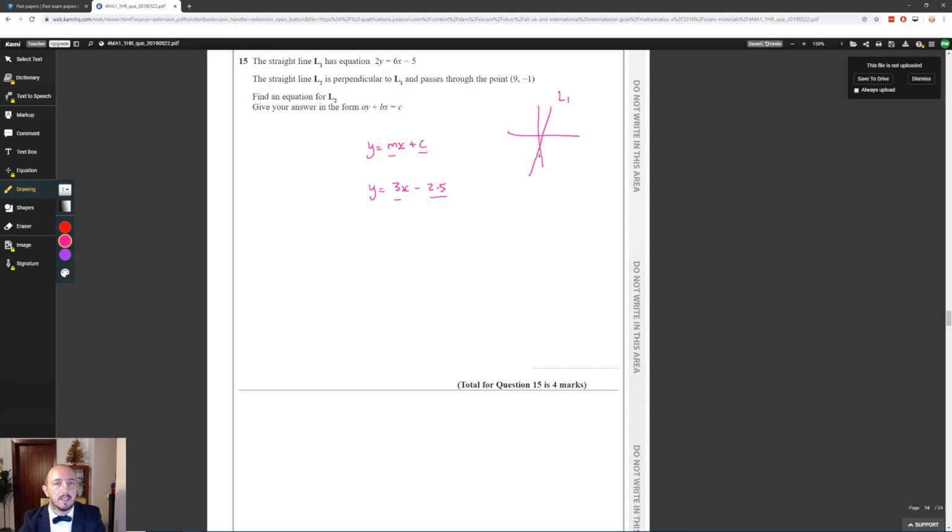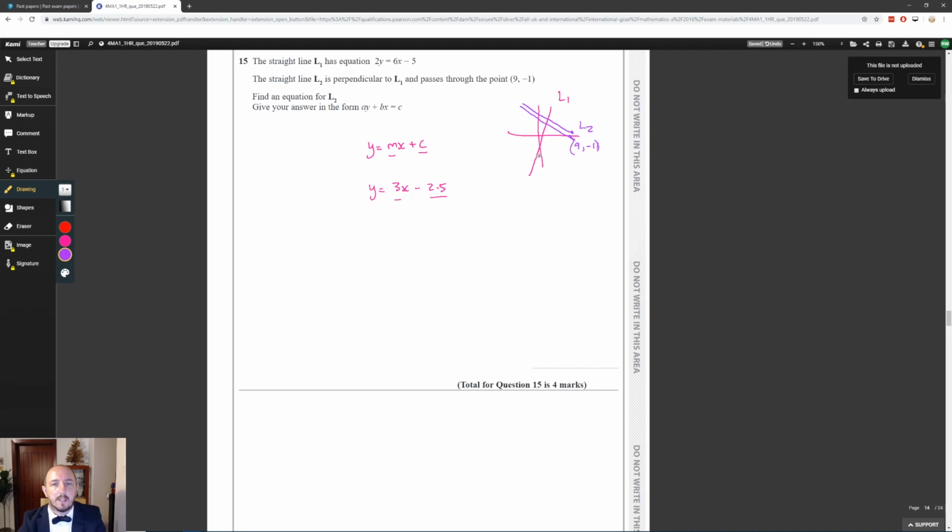L2 is perpendicular to that and passes through the point 9, 1. So 9, 1 would be kind of down here and it's perpendicular to that. So it's kind of going up like this. Okay, it's a good idea to try and draw these sketches to give you an idea of what's happening. Going through the point 9, 1. Oh, sorry, 9 minus 1. So it'd actually be sort of down there.